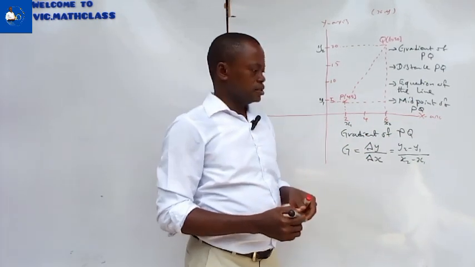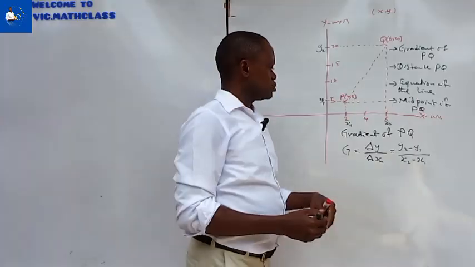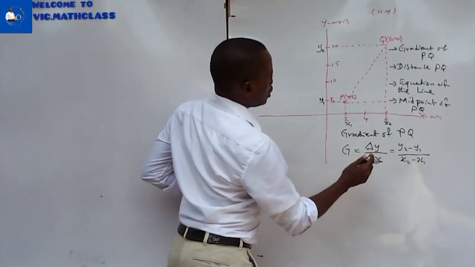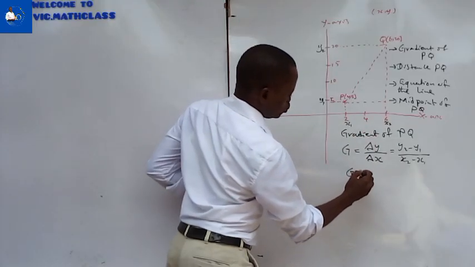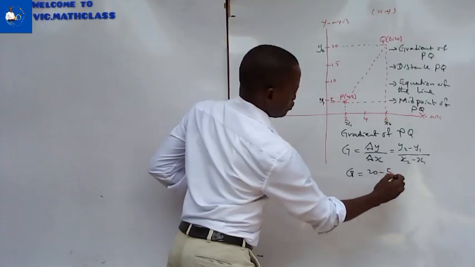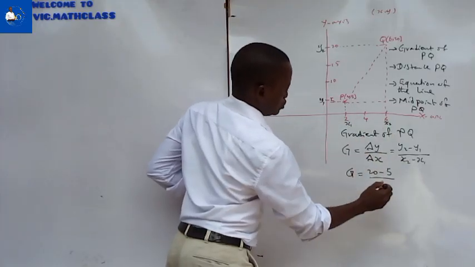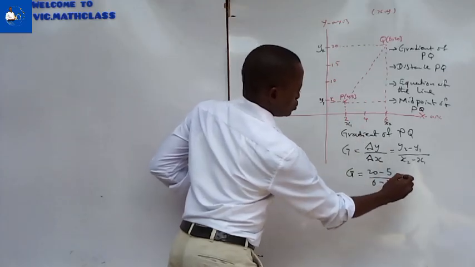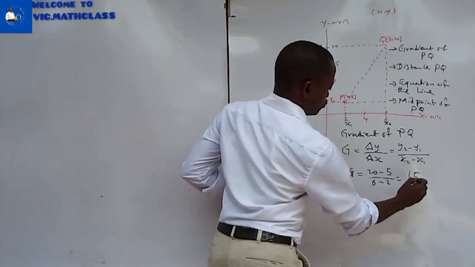Do we get this increment over this increment? So let's take a look at what it's going to give us. Now you see that y2 is 20. So my gradient G is 20 minus the initial, which is 5, over x2, which is 6, minus x1, which is 2. So this is going to give me 15 over 4.